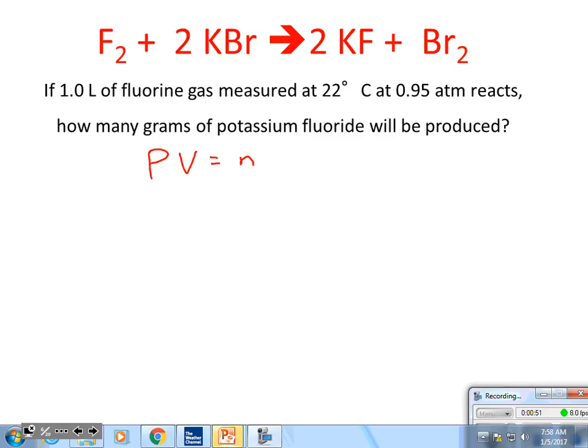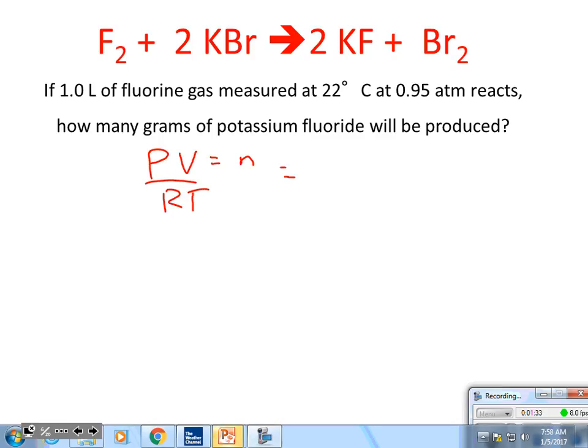So what I need to do is with my ideal gas law, once again, PV equals nRT. I'm going to need to solve for n. So when I solve for n, I divide both sides by RT, correct? So when my final equation comes out, that's going to cancel. So n is going to be equal to PV over RT. So I'm going to go ahead and solve for n.